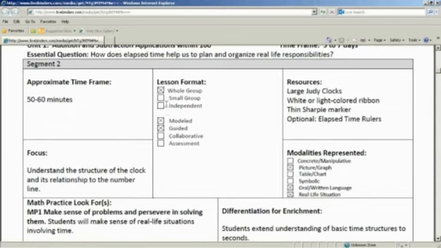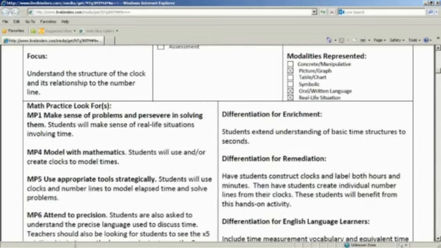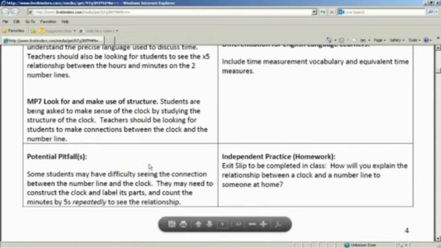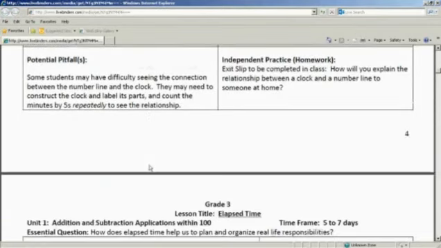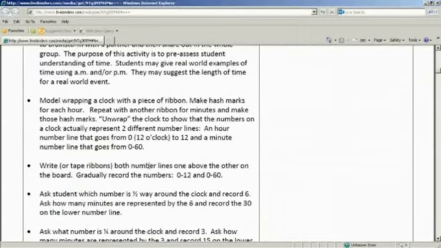we represent time on a number line, if we're talking about hours, then it goes from 1 to 12. Versus if we're talking about minutes, our number line goes from 1 to 60. And again, math practices, focus, the differentiations, it's all here. A little more potential pitfall in this segment, but I believe it's all very easy to follow and very complete in its intent.